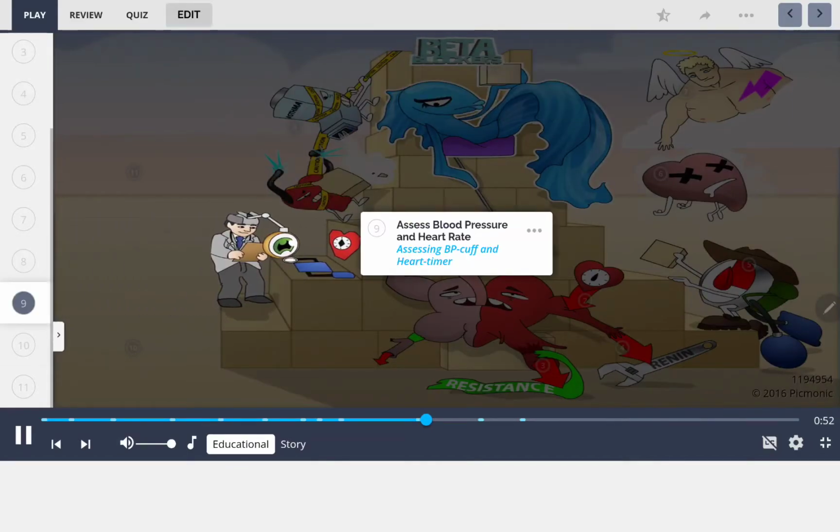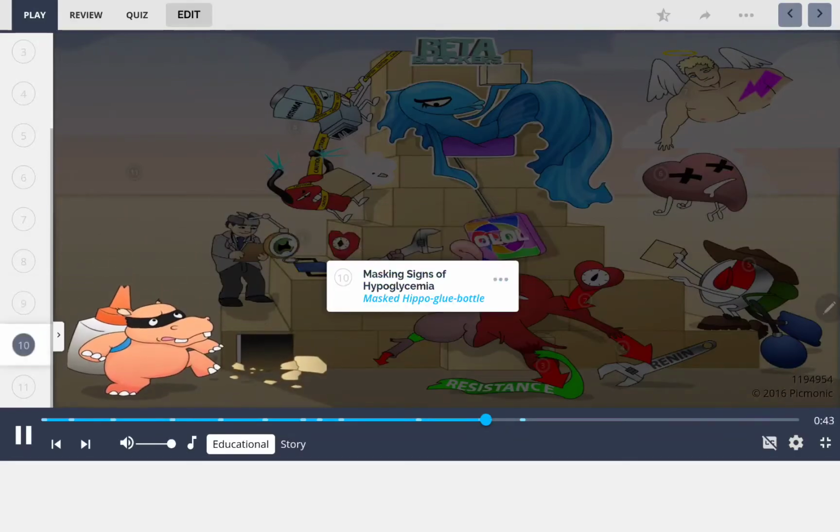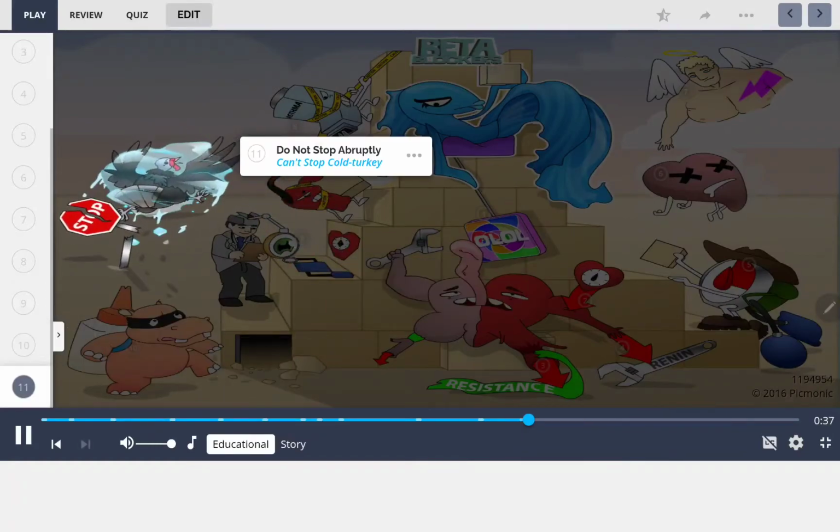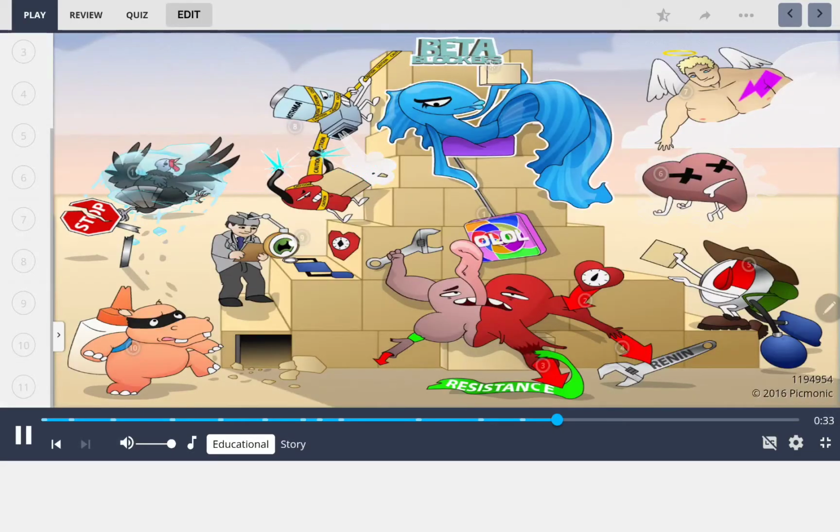Nursing considerations involve assessing the blood pressure and heart rate prior to administration, depicted by the assessing BP cuff and heart timer. This medication may mask signs of hypoglycemia, shown by the masked hippo glue bottle, and should not be abruptly stopped, the can't stop cold turkey. So let's review beta blockers.